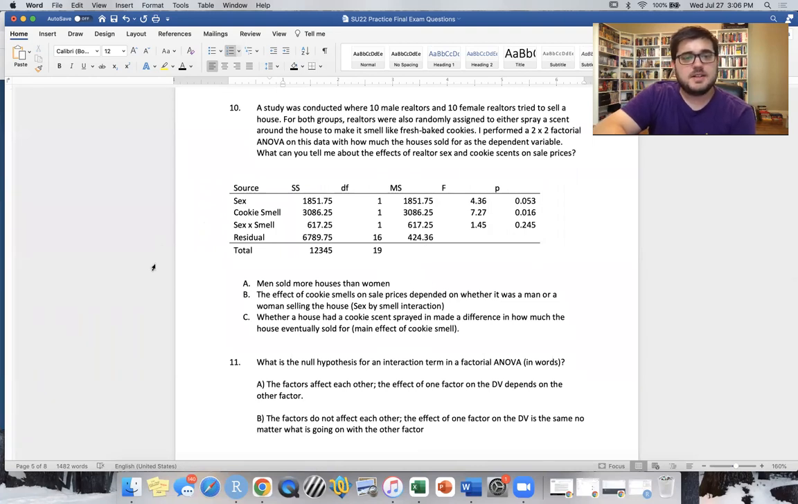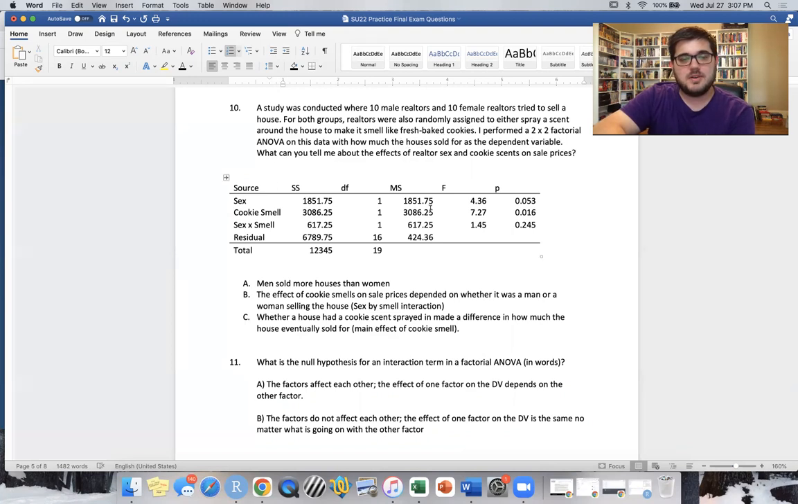Number 10, a study was conducted where 10 male realtors and 10 female realtors tried to sell a house. For both groups, realtors were also randomly assigned to either spray a scent around the house to make it smell like fresh baked cookies, or they did not, I guess is the implication. I performed a 2x2 factorial ANOVA on this data with how much the houses sold for as the dependent variable, sorry. What can you tell me about the effects of realtor sex and cookie scents on sale prices?